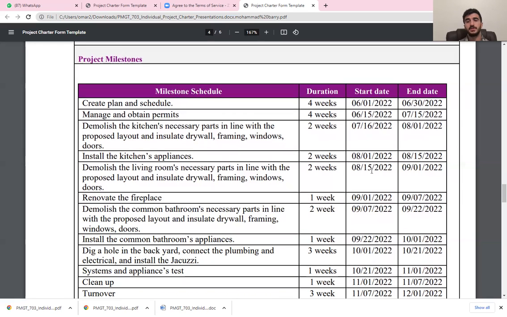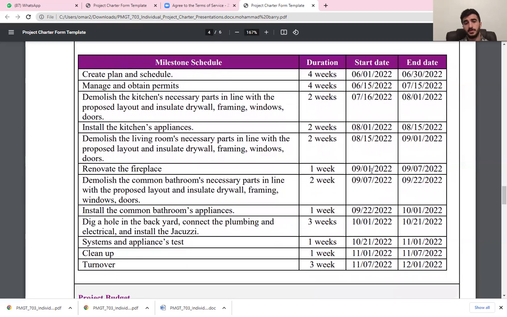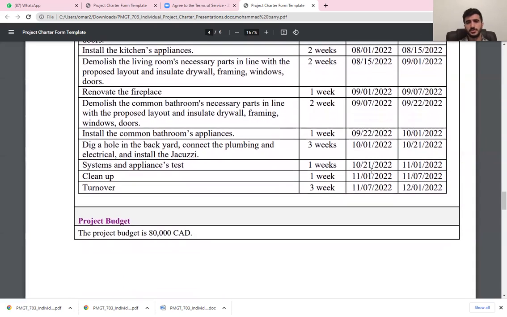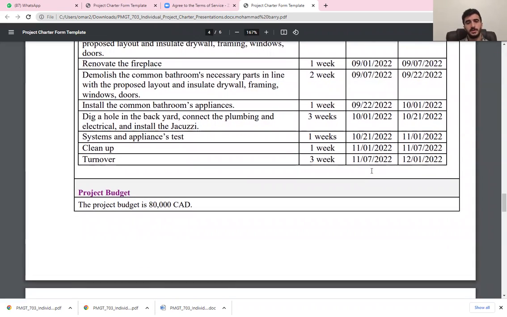And of course, before we clean up the project and make it ready, we have to test everything that we installed, that it's working properly, to deliver it to the customer. That's gonna take 1 week from 21st of October to the 1st of November. Then you clean up the project, remove everything that we already demolished. It's gonna take 1 week from the 1st of November to the 7th of November. Then turn over the project to the customer, gonna take 3 weeks from 7th of November to the 1st of December.